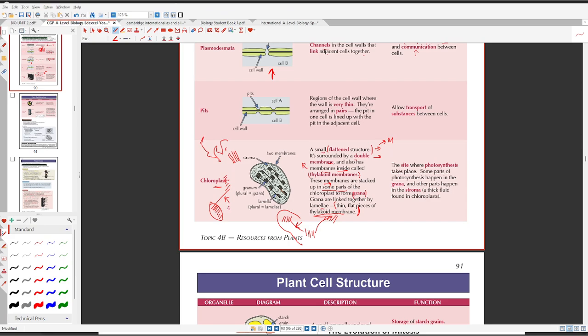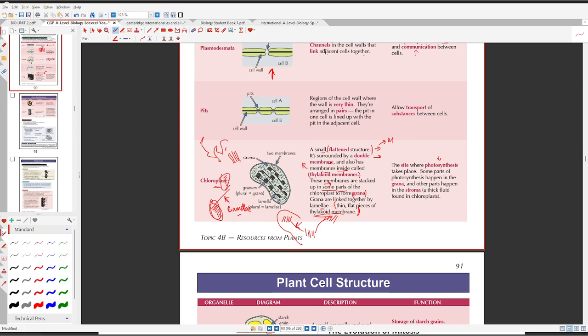It's a thylakoid membrane, also known as lamellae. So they are separated by names depending on how they look, what structure they have, and what function they have. And this is of course the site where photosynthesis happens.